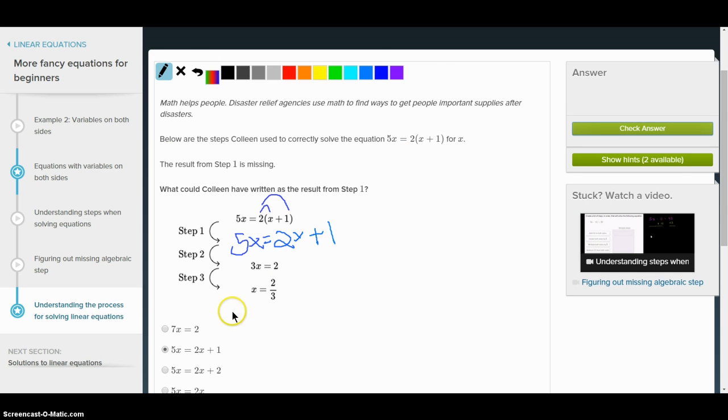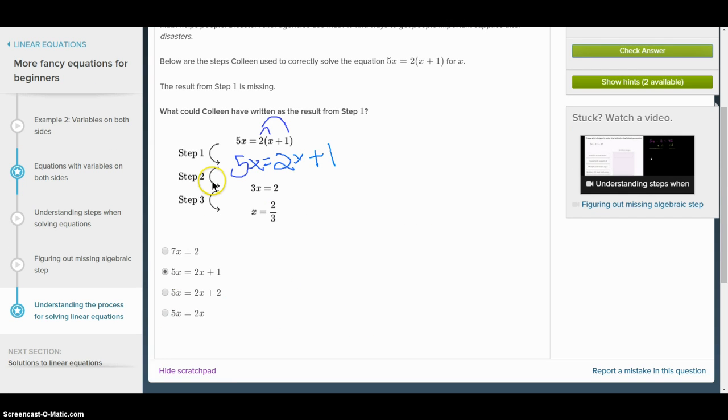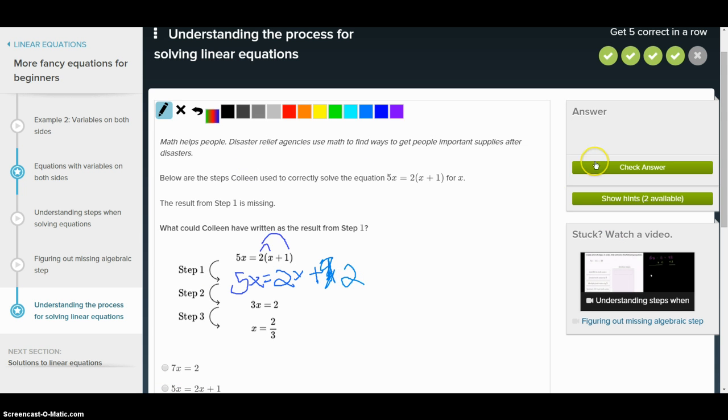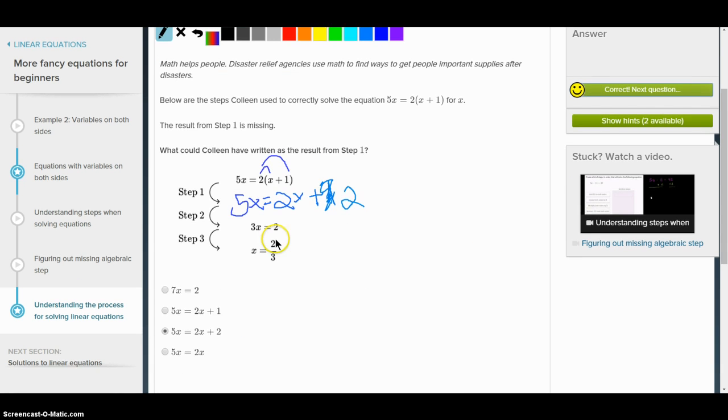What? Let's see if I made a little stupid mistake over here. Oh. There we go. 2 times x is 2x, and then 2 times 1 is 2. So, I did a little going too quick there. But you get the idea.